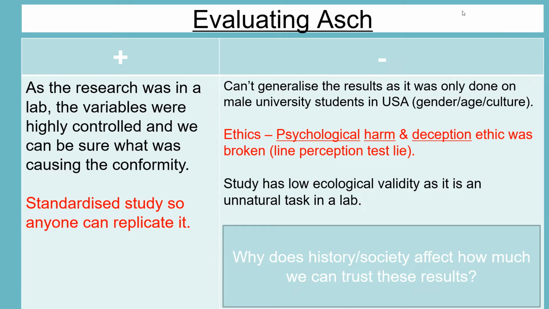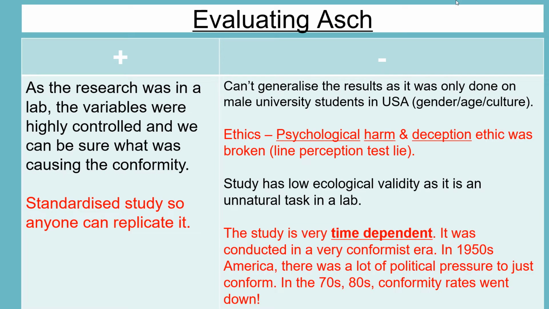The main unique evaluation point for this study, which we have covered in lesson, is that the study is very time dependent. It was done in 1951, which was just after World War II, and you might remember that there was a lot of pressure on America to act in American ways, because there was a lot of rumours going around that Russian spies were trying to infiltrate America, and anyone that was caught doing non-American things would be punished.